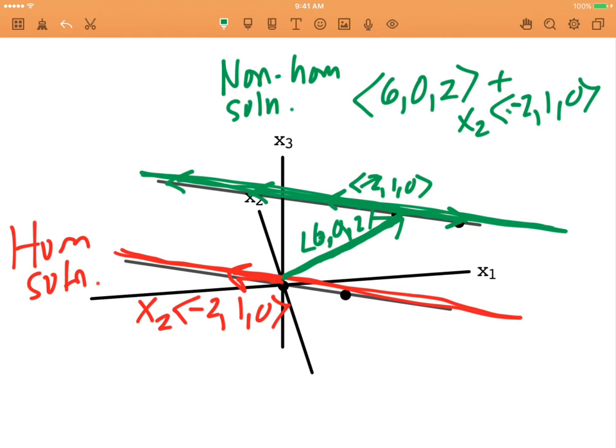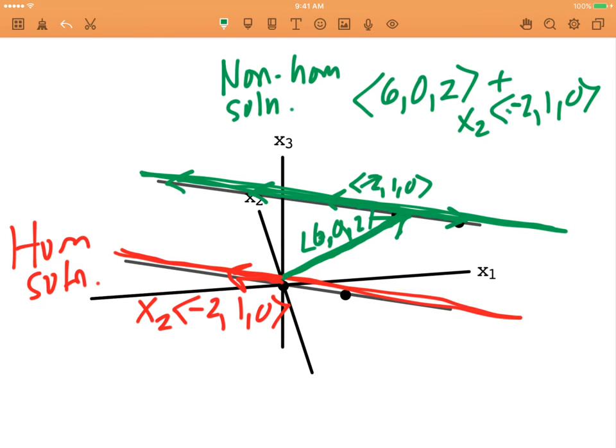And you should notice the important relationship between the homogeneous and the non-homogeneous solution sets, which is that they are parallel. You probably already observed that. Why are they parallel? Because moving along that solution set is just multiples of the vector negative 2, 1, 0, and that's the same in both cases. The only difference is that the non-homogeneous solution set has this extra vector added to it first, 6, 0, 2, which has the effect of translating the line and pushing it over into a different place in space.